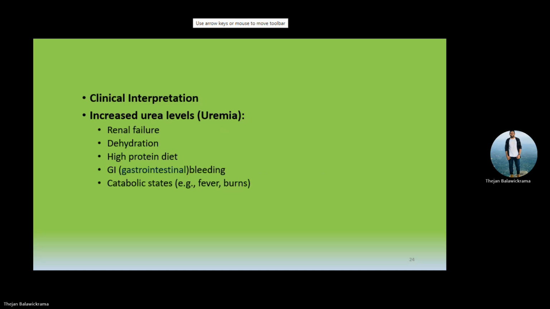Right. And there's another clinical situation called GI, gastrointestinal bleeding. Right? The intestinal tract can bleed as well. In that situation, and catabolic states like fever and burns, right?